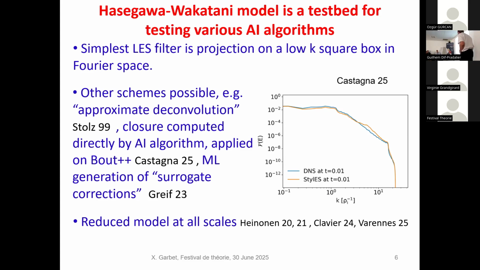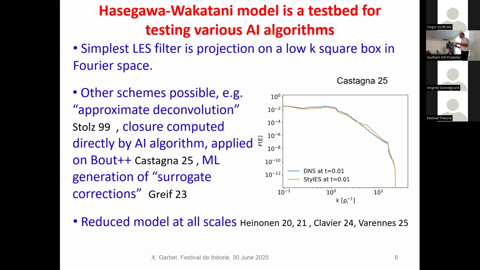Some call it approximate deconvolution. So this is working in real space, working for this space. And there are closures computed directly by AI. So you're not trying to use a model as I was showing, that is, diffusion, hyperdiffusion. I mean, you're asking the AI just to predict the closure. And apparently this has been developed recently for the BOUT++ code.